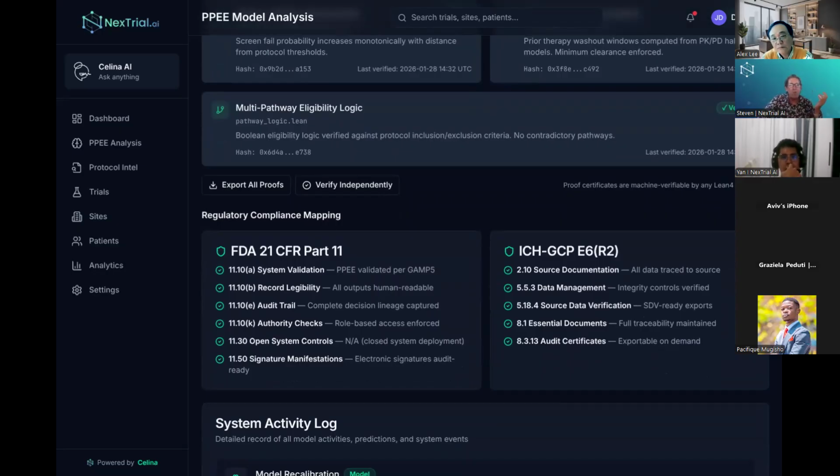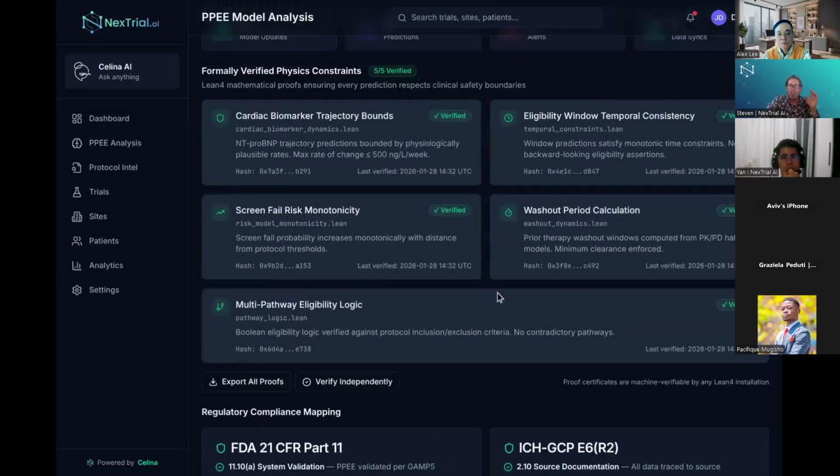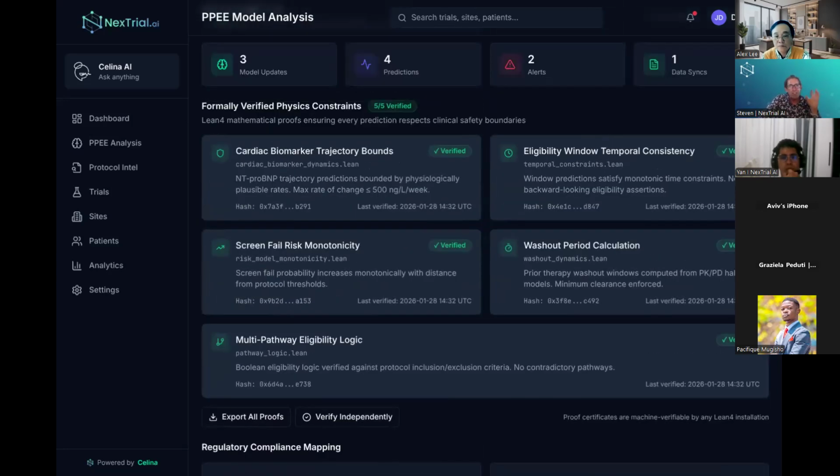So here's what makes Nextrail AI fundamentally different from every platform in this space. Every prediction in our system runs through a formal verification layer built on Lean 4. So here's what that looks like. The same proof assistant used by Google DeepMind in AlphaProof. The system generates a mathematical proof certificate for each eligibility recommendation that proves, not estimates, not predicts, proves that the recommendation respects all hard safety constraints.